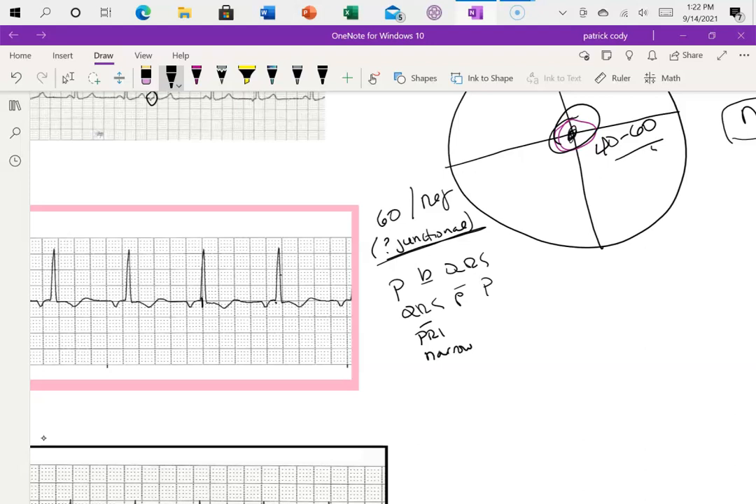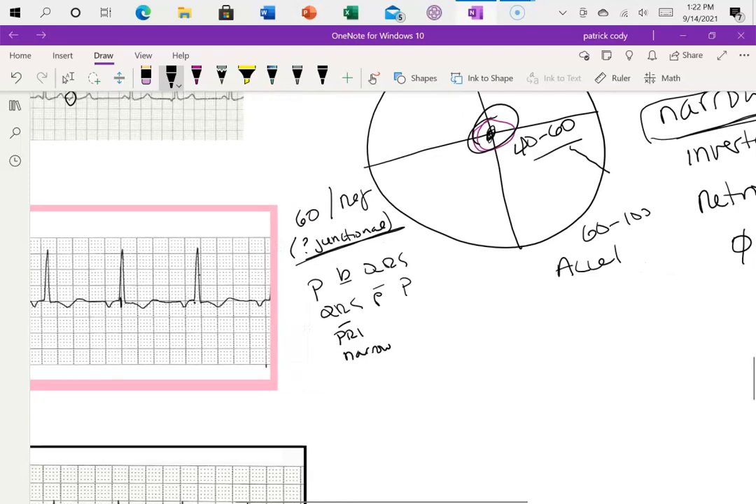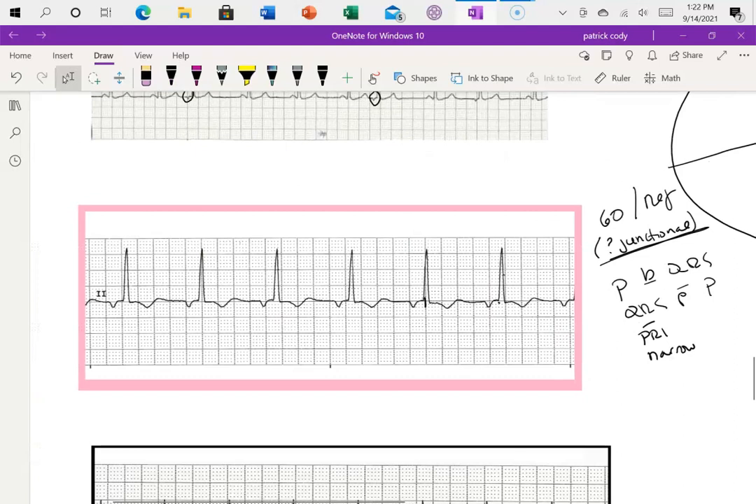And then if it's anything above 60, so if it's 60 to 100, we'll call it accelerated junctional. So this is right on the border, but I'm going to go ahead and give it the benefit of the doubt and call it junctional escape. So if it's 61 to 100, it's accelerated, and greater than 100 is a junctional tachycardia. Okay, so here's junctional escape.